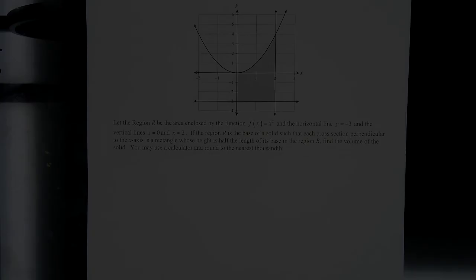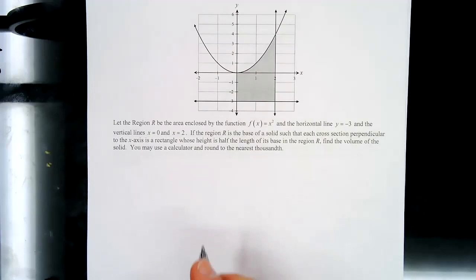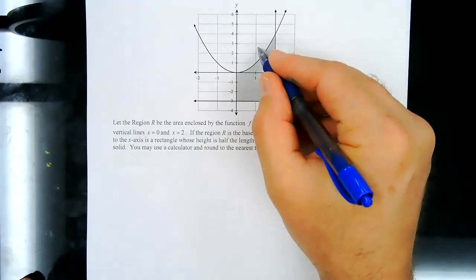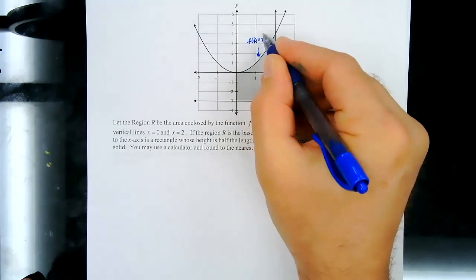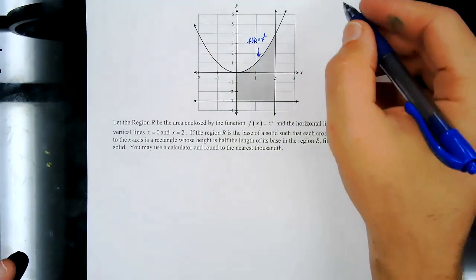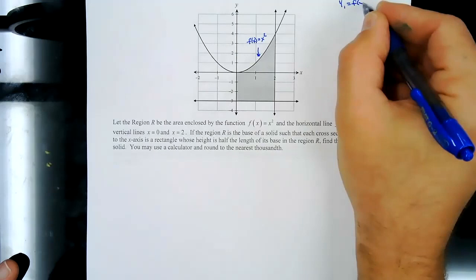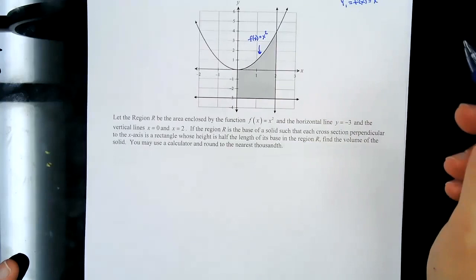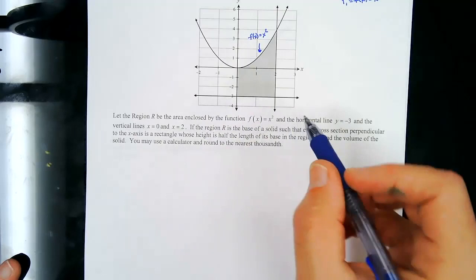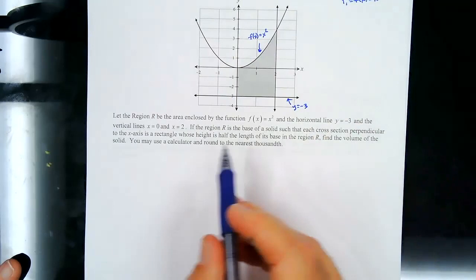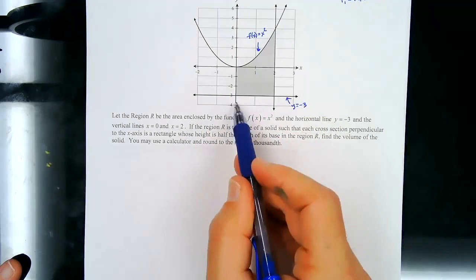For this one, the region R is enclosed by the function f of x equals x squared. That's the parabola right here. And I'm going to do this one totally with the calculator using y1s and y2s. So y1 is going to equal my f of x, which is x squared. That's just a reminder for me. And then the horizontal line, y equals -3, that would be this one right here. And the vertical lines, x equals 0 and x equals 2.